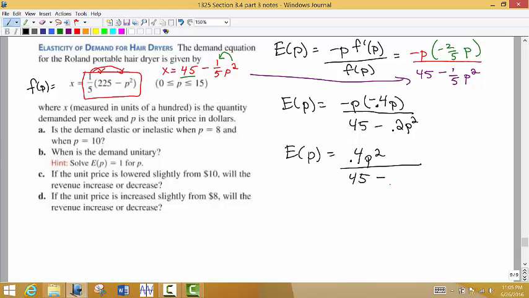And the reason why I'm simplifying this is because we're about to use this formula, and it makes it a whole lot nicer if it's simplified as much as possible before we actually go use it. Alright, so let's go and answer our questions.